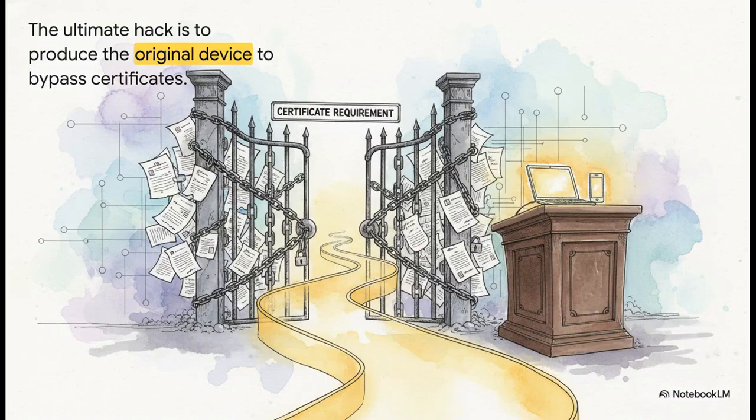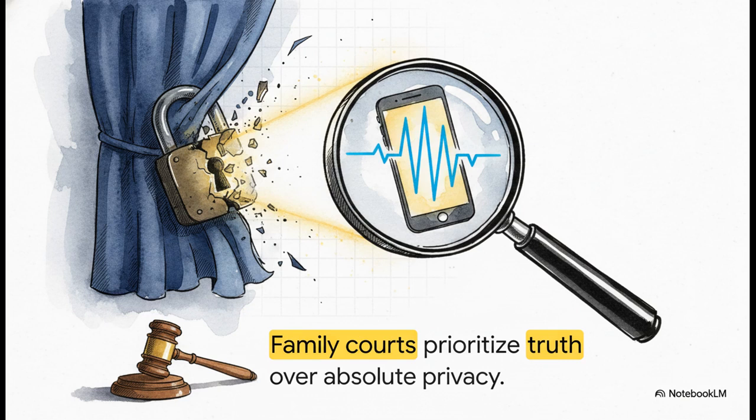Now, here's a really cool workaround or ultimate hack based on the famous Arjun Pandit Supreme Court precedent. If you physically bring your original smartphone or laptop right into the courtroom and produce it as evidence, you might actually bypass the certificate requirement entirely. The certificate is generally just required for copies of electronic records, so bringing the primary device itself is a fantastic shortcut.